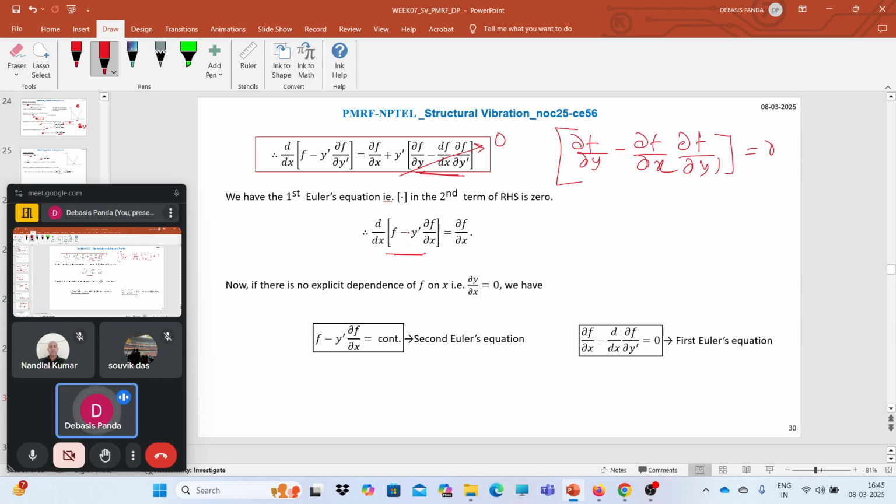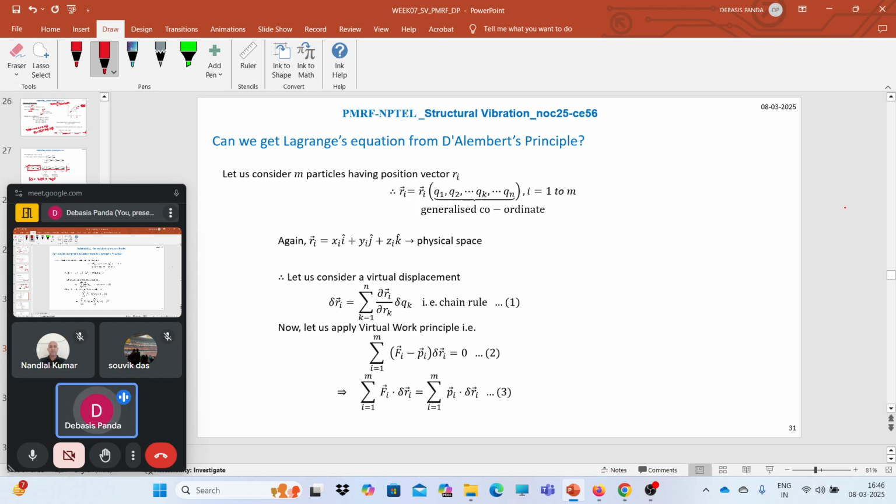Now, if we cannot establish any explicit dependence of f on x, then del f by del x equals 0. So we are left with f minus y dot del f by del y dot equal to a constant, and this is called the second Euler equation. So this is actually the basic part of the variational principle.